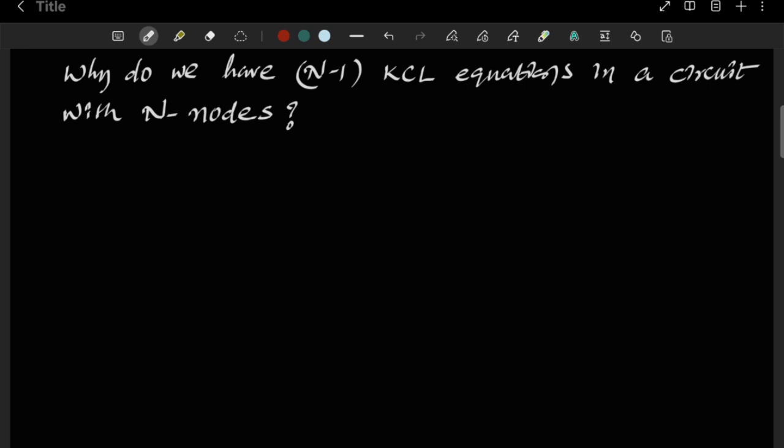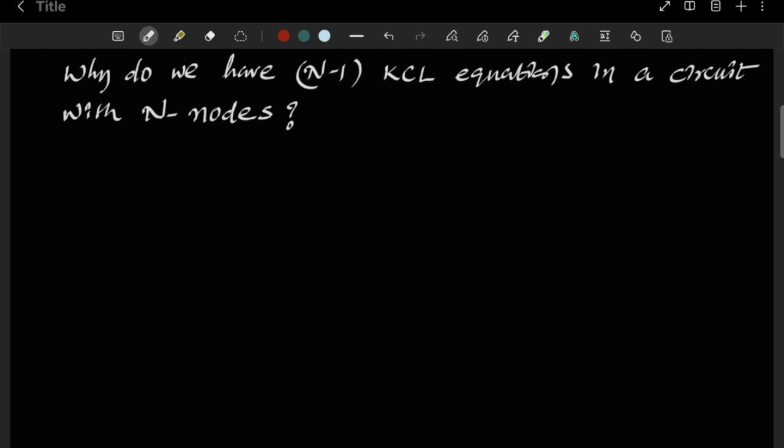For example, that is capital N, including the ground. But we will leave the ground. Instead of applying KCL at the ground, we go for the remaining principal nodes. That means we go for the remaining N-1 nodes and apply KCLs. Then we get N-1 KCL equations. What is the reason for leaving the ground principal node without application of KCL? That is what we are going to discuss here.